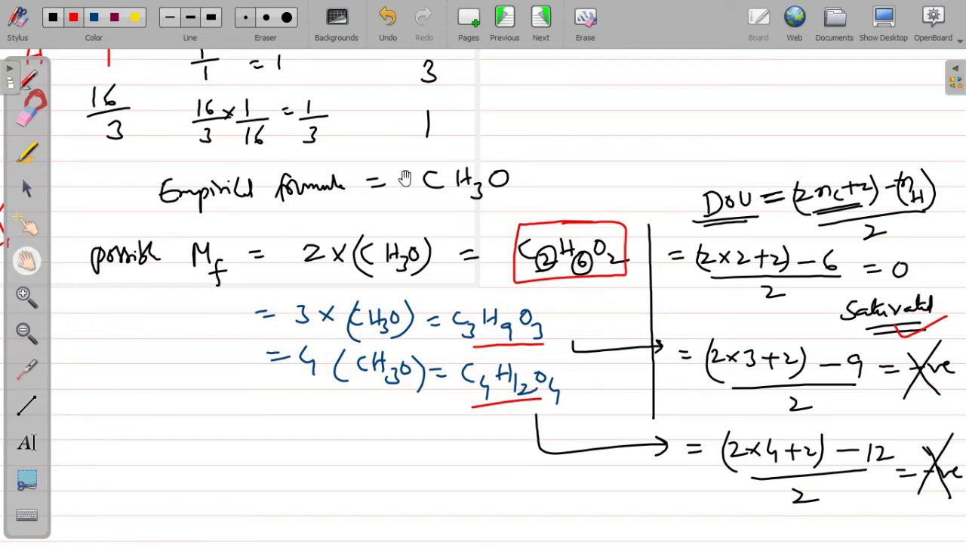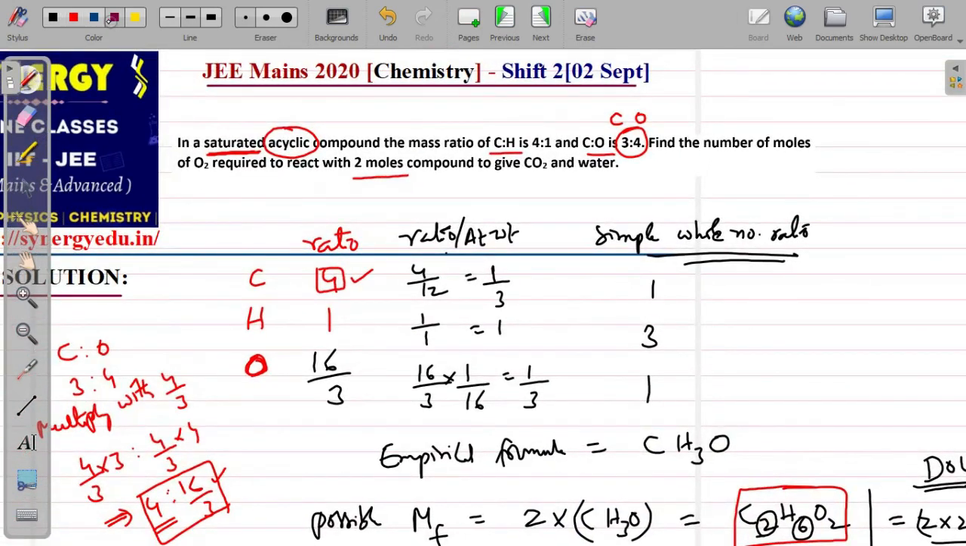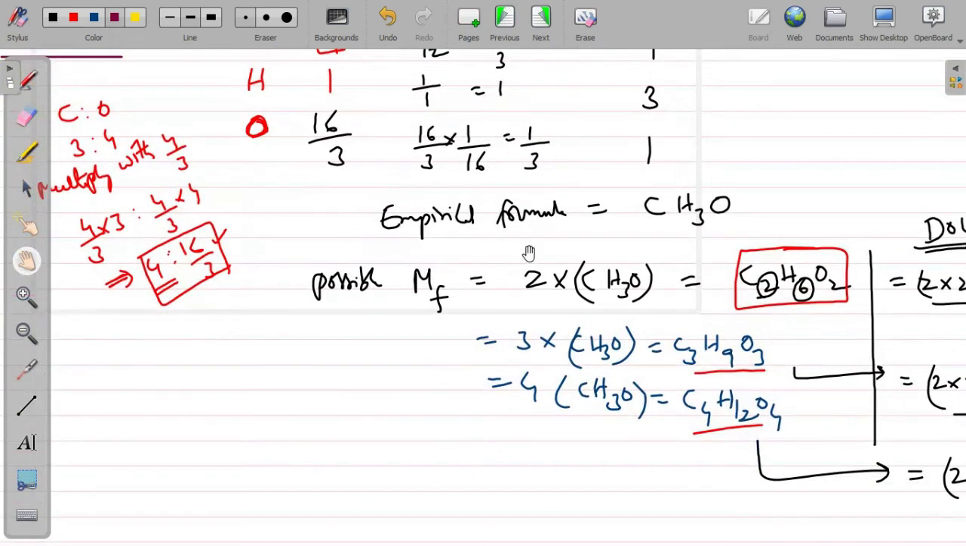Now once you know the compound, what are they saying? This compound is reacting with O2 to give CO2 and water. How many moles is it reacting? So let's write the equation with O2.